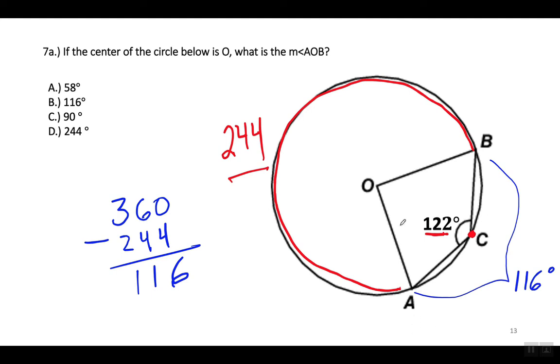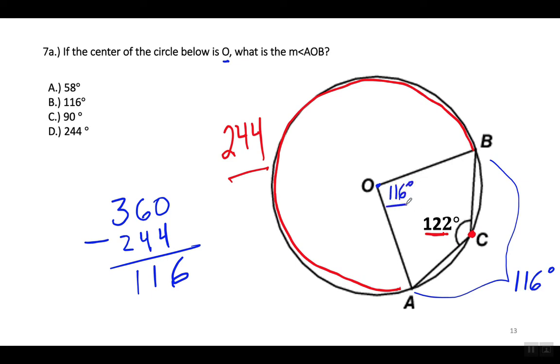And the final part is, they told us that this is the center of the circle. It says up here, if the center of the circle below is O. Nos están diciendo que el centro del círculo es O. That means that this is the central angle. And the relationship between the central angle and the arc that it intercepts is that the measure of this angle equals the measure of this arc. So that means that this angle has to be 116 also.